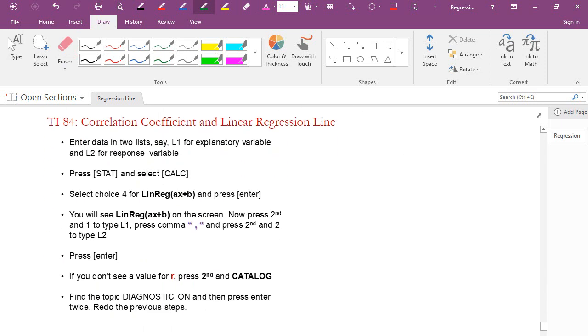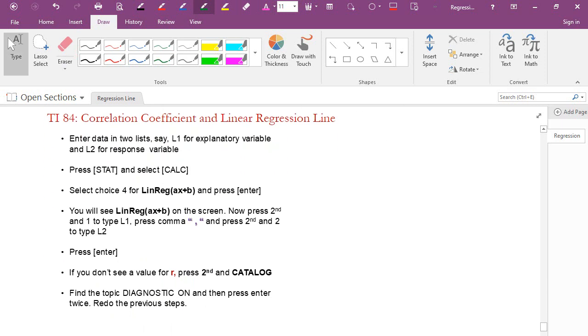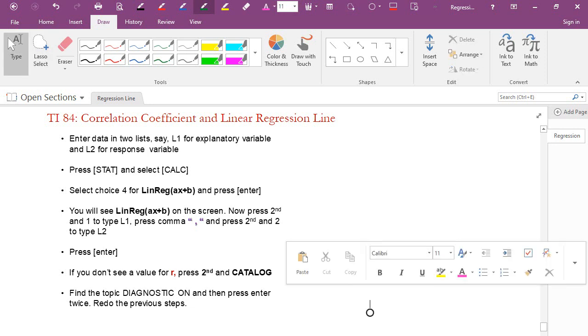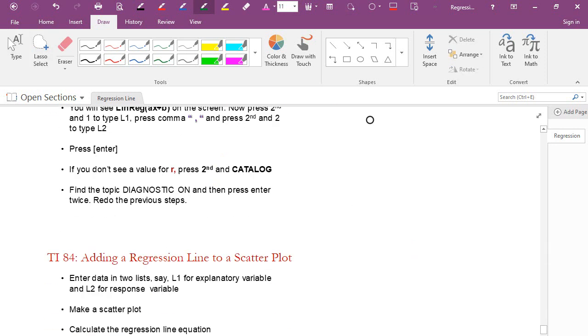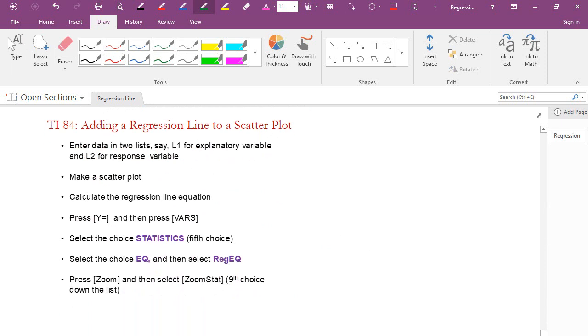Here are the TI-84 instructions for computing the correlation coefficient and the linear regression line. And here are the TI-84 instructions for fitting a regression line through a scatter plot.